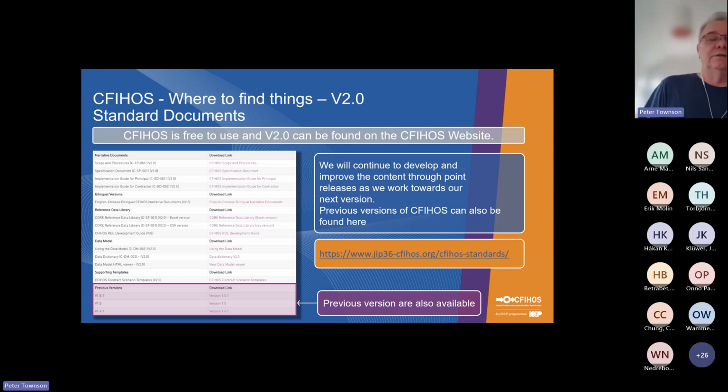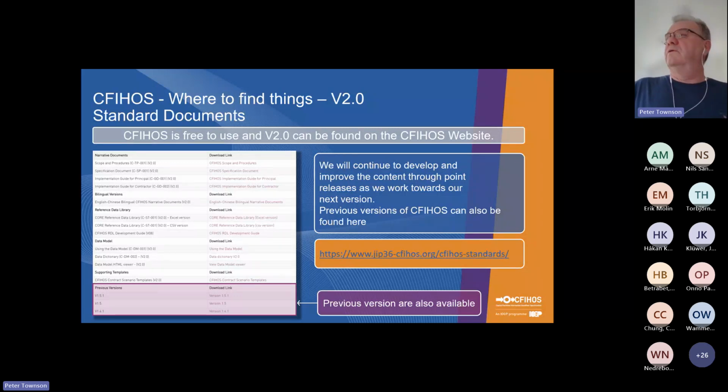Just where to find things. As I said, CFIHOS is free to use. And you can find it on our website, and that's the address of our website. Or if you just Google CFIHOS, it'll come up. And you'll be able to find it on our standards page. As I say, all the documents are there and even previous versions. So if you're working on a contract that isn't necessarily using the current version, you can download the previous versions. If you're members of CFIHOS, you can obviously find it within our team's environment as well. But for non-members, it's available on the website. And as I say, it's completely free to use.